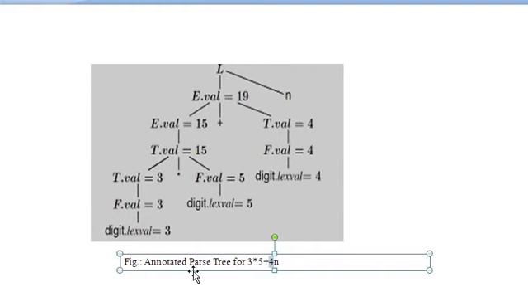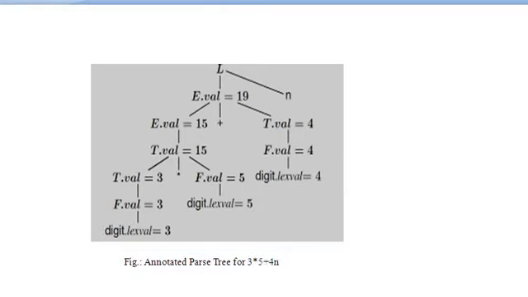So this represents the annotated parse tree for 3 into 5 plus 4 n. 3 into 5 plus 4 n is just an example. If in your exam any other input is given, then use that number. Otherwise you can use any number for the annotated parse tree. So this is your syntax directed definition.